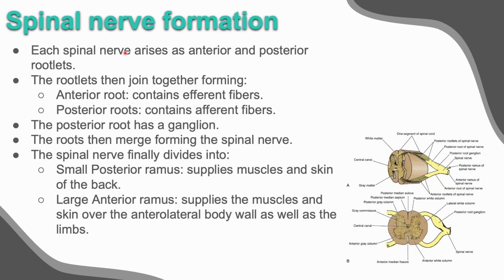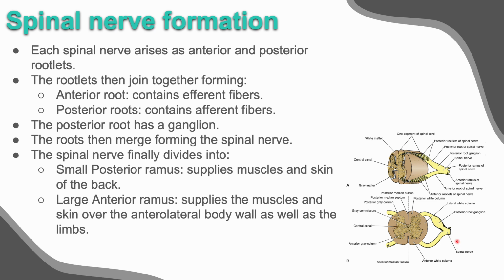The spinal nerve arises as anterior and posterior rootlets, as we see right here. These rootlets then join together, forming the anterior root, which contains the efferent fibers, which are exiting the spinal cord, and the posterior root, which contains the afferent fibers, which are entering the spinal cord. The posterior root has a ganglion, as we see right here, and then these two roots merge, forming the spinal nerve.